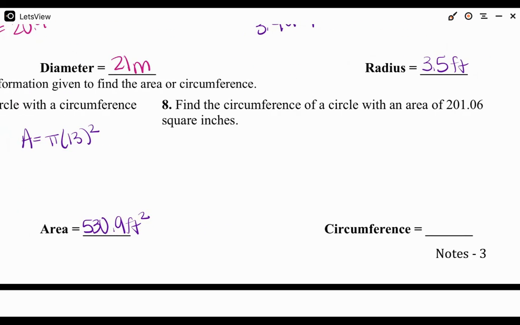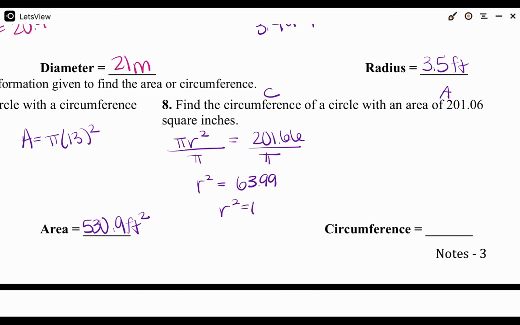Okay, next problem. We want to find the circumference, but we're given the area. So area is equal to 201.06. And our area formula is pi r squared. So first thing we gotta do is divide both sides by pi. If we do that, we get r squared is equal to 63.99, but if we round up, that's 64. Take the square root of both sides, we get r is equal to 8.